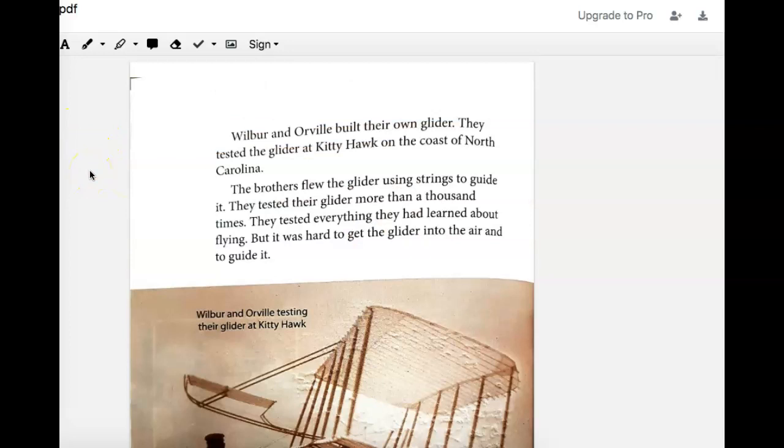So where did the brothers go to test their glider? The answer is at Kitty Hawk on the coast of North Carolina. Then what did the brothers use to guide the glider? They used strings. Then what was the problem with the glider? It was hard to get it into the air.